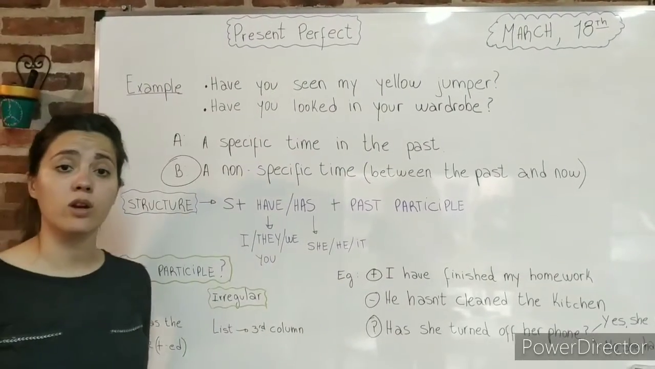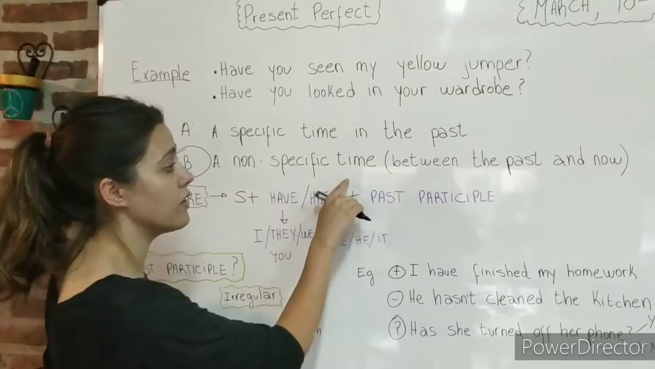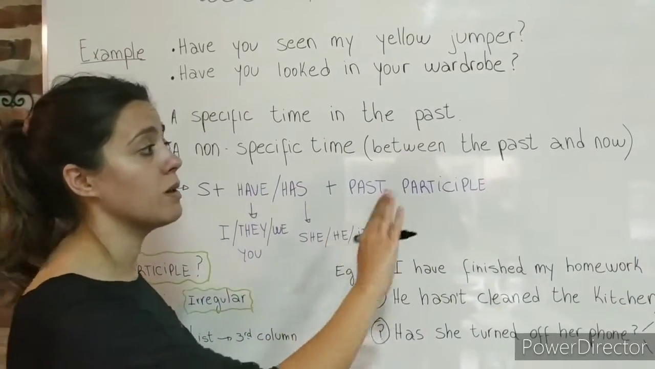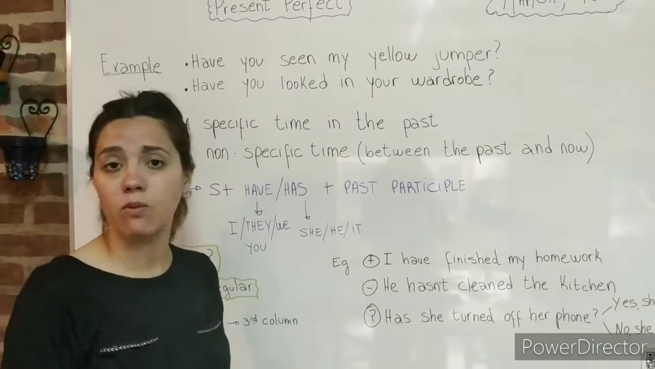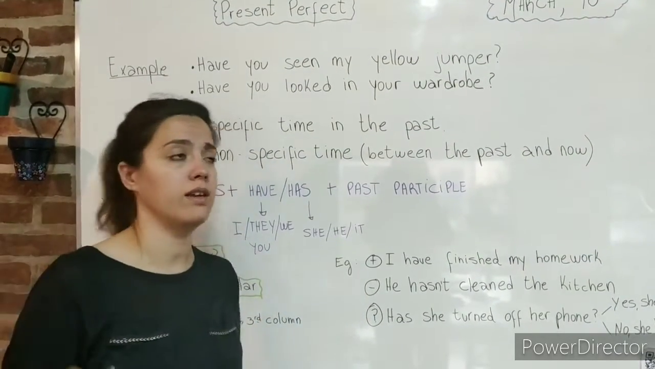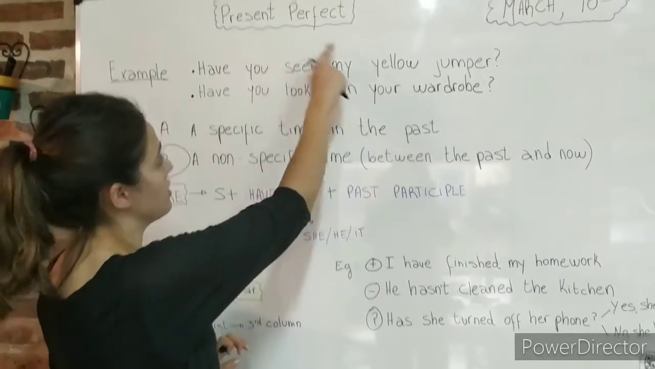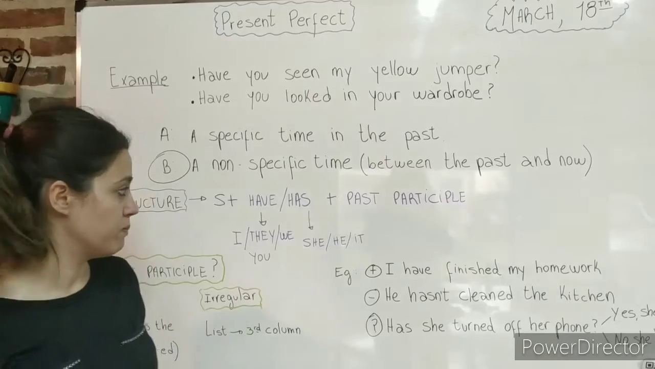So this is present perfect. Now we know that we are going to use present perfect to talk about non-specific events between the past and now. So we cannot mention a specific time. We cannot use, for example, yesterday, last week, or in 1990 with present perfect. They are forbidden.